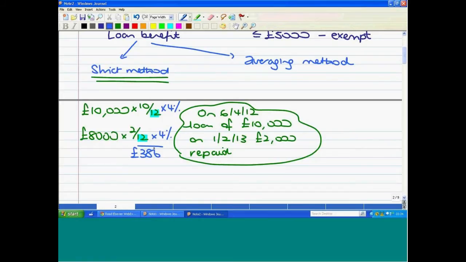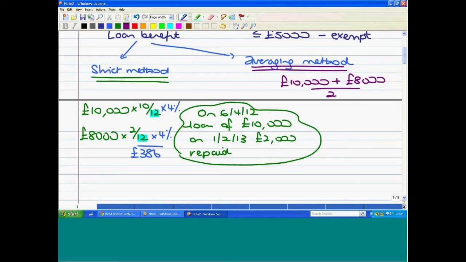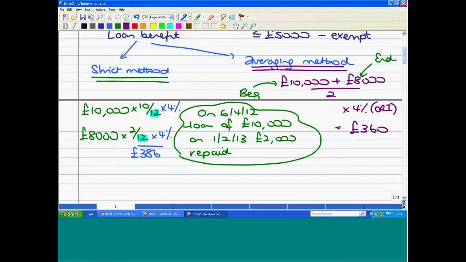Now, if we do it using the averaging method, what we're going to do on this side is just look at how much was outstanding at the beginning of the tax year, how much was outstanding at the end of the tax year, and then take the average of those two numbers. So that's what was outstanding at the beginning, that's what was outstanding at the end, and then again, once we've got those numbers in there, we're going to times by the official rate of interest, which is the 4%. Now, if we do our 10,000 plus our 8,000 divided by 2, we get 9,000. Then we times by our official rate of interest, we get £360.